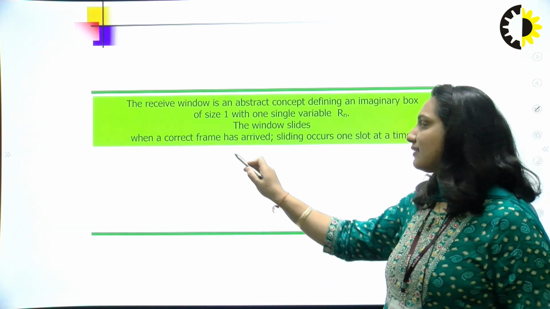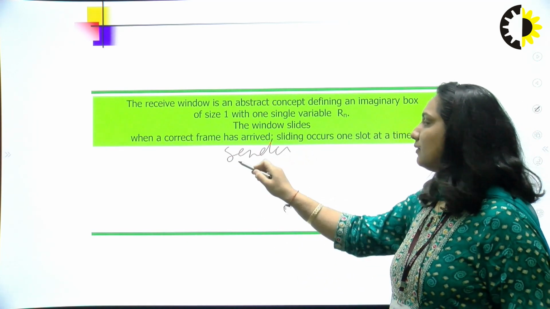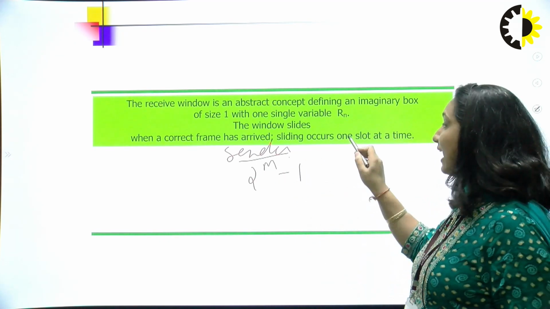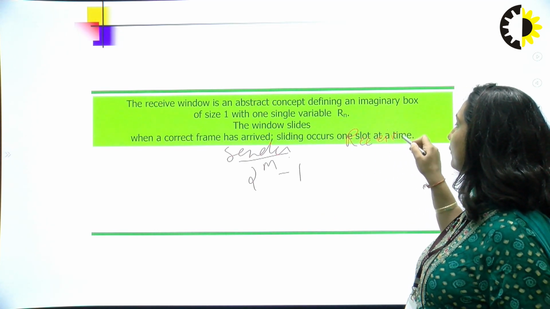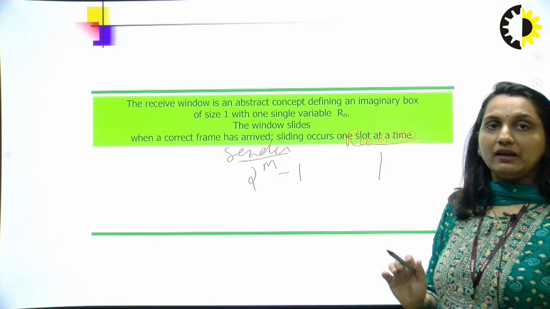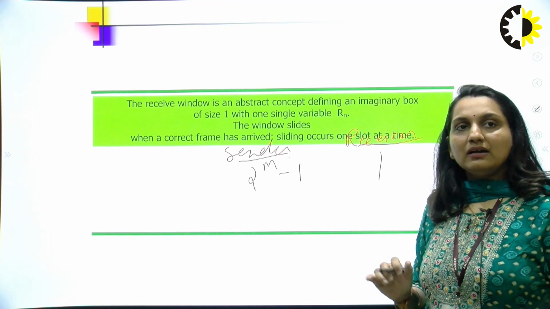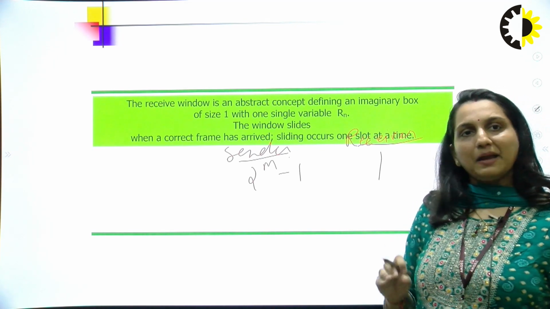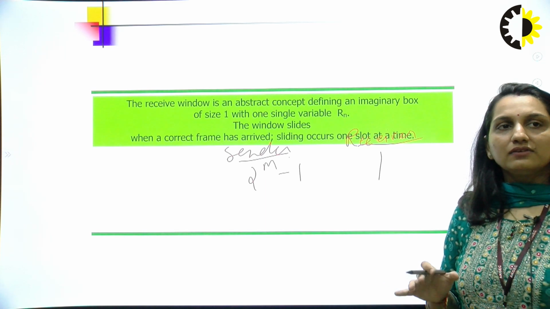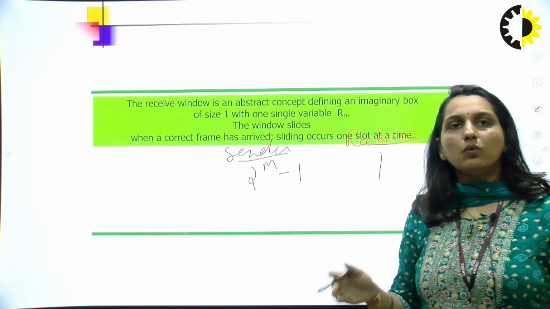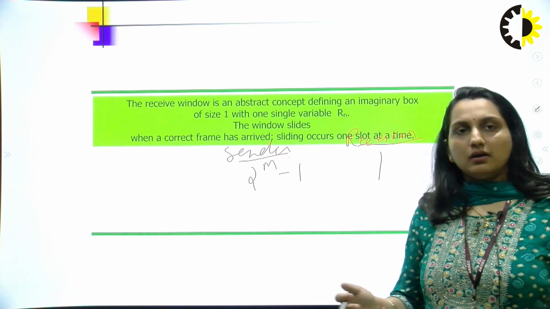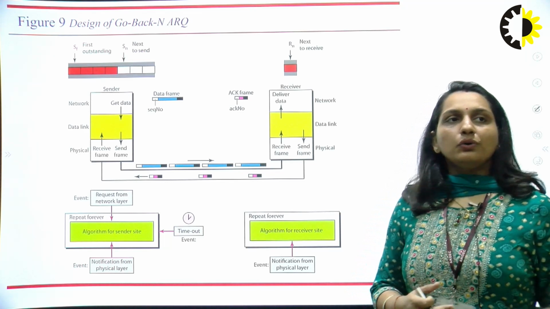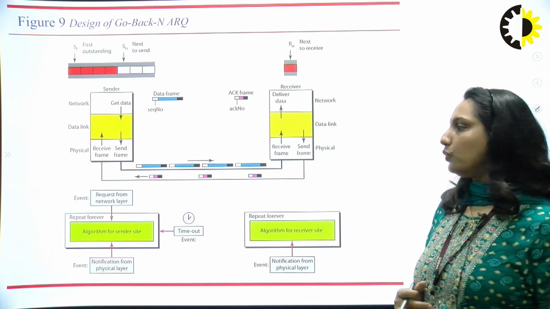At the sender side, the value of the sliding window is 2 raised to the power m minus 1, where m is the number of bits. At the receiver side, what is the value? Only 1. The window size is only 1 at the receiver side, but at the sender side it is 2 raised to the power m minus 1. If a correct frame is received, it goes on to the next frame to get its acknowledgement; otherwise it will not proceed. So this is the design of Go-Back-N ARQ.